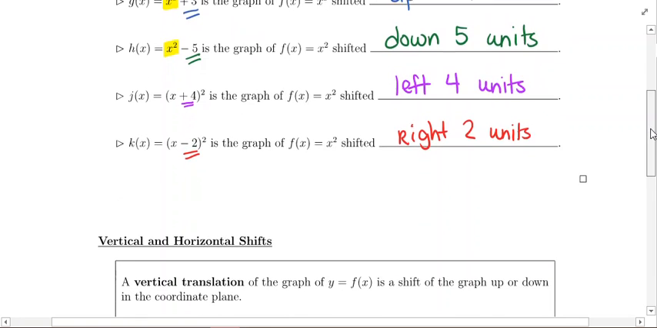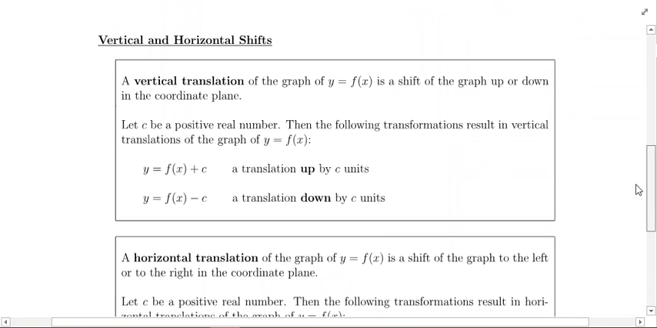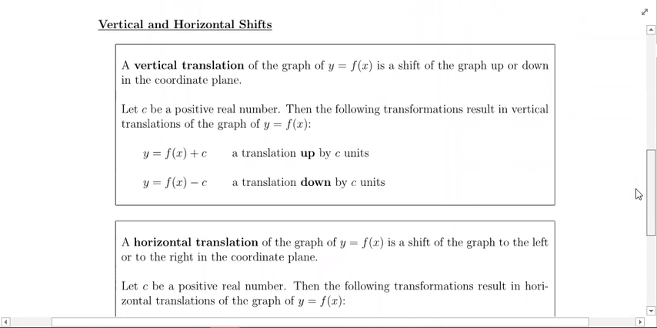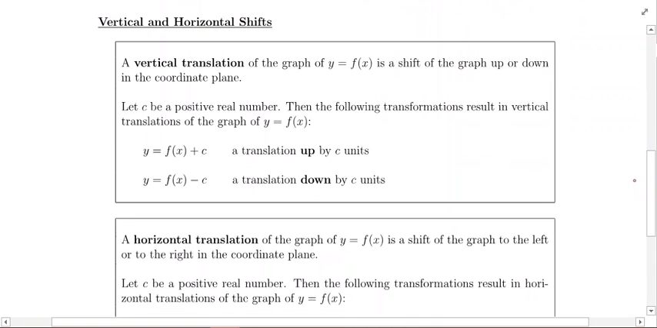Below this example, I've got a summary of vertical and horizontal shift rules. So let's quickly read through this. In the first box, it talks about vertical translations. Translations just means a shift. Vertical means up or down. It says a vertical translation of the graph of y equals f of x is a shift of the graph either up or down in the coordinate plane.